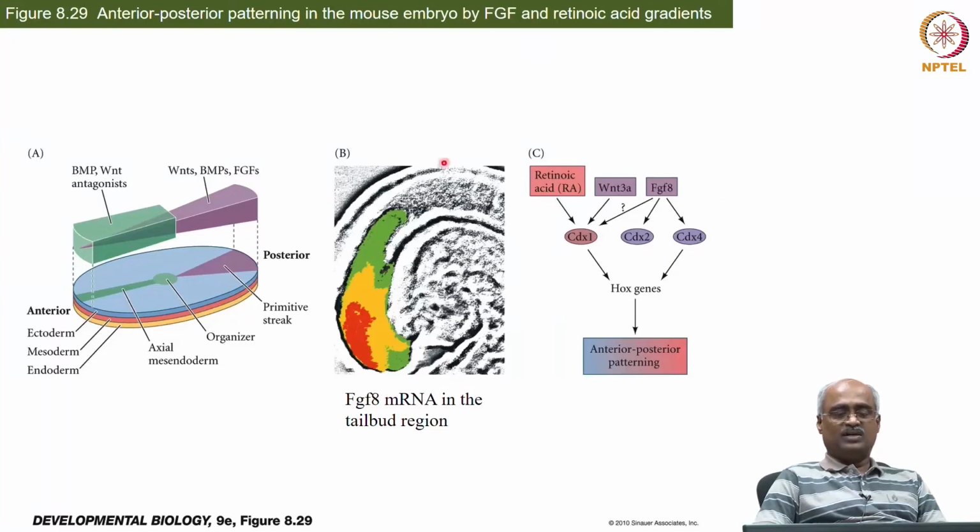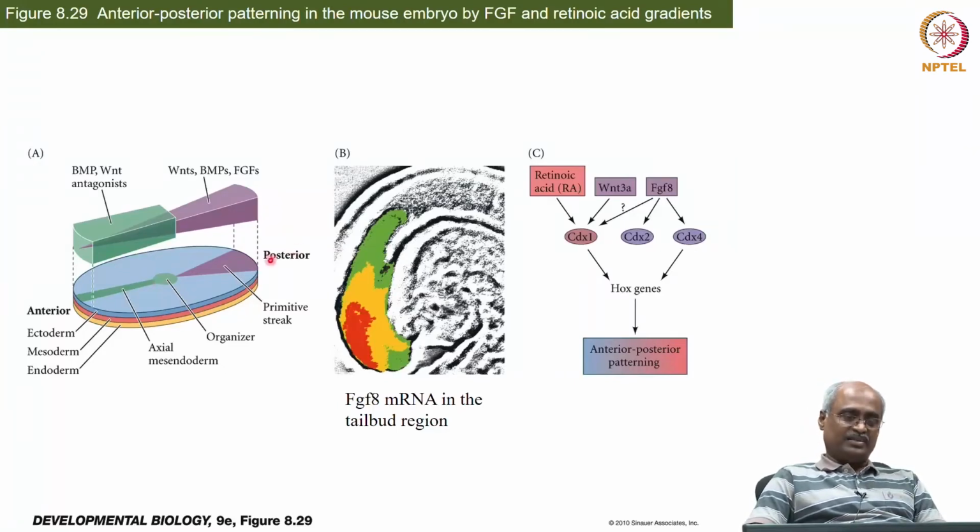So this is the tail bud region of a mouse embryo where in situ hybridization shows the level of FGF8 mRNA, red being the strongest and green low. Towards the tip you have the highest concentration of FGF8 mRNA, and it progressively decreases as you go towards the anterior part. Okay. And so retinoic acid forms another gradient. Retinoic acid producing enzymes are in the posterior, while retinoic acid degrading enzymes are in the anterior.